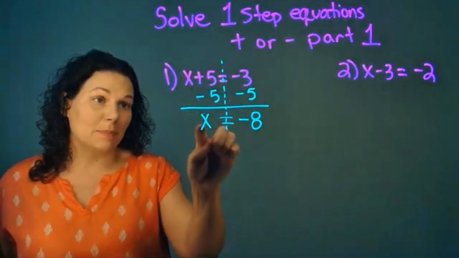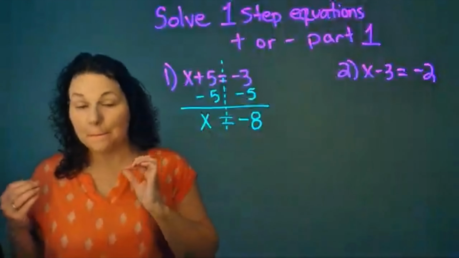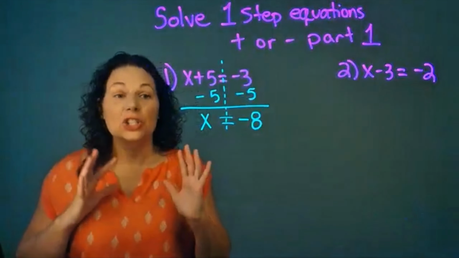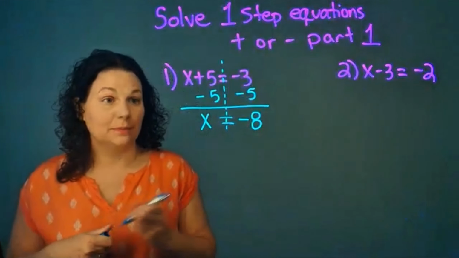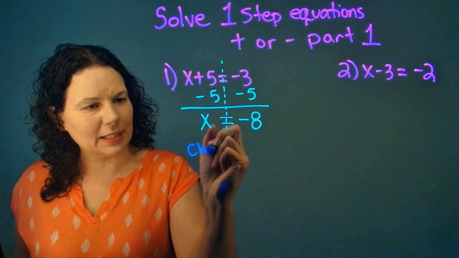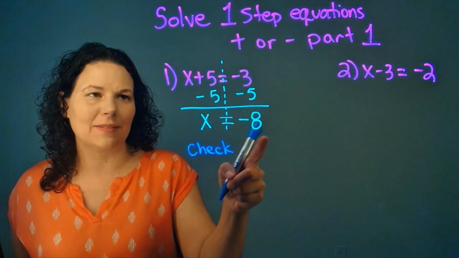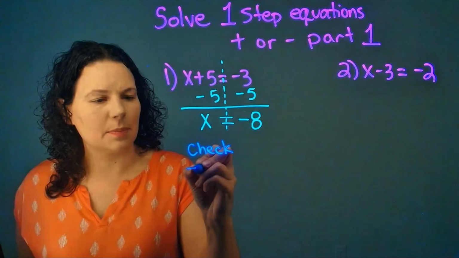We got the x by itself. We figured out all of the math, right? We did all the math. But we can check this before we turn our paper in. So let's do that. We'll do that in a different color. So if we want to check this, which I highly recommend you do, we take this x equals -8 and we plug it back in. We're going to substitute it in.